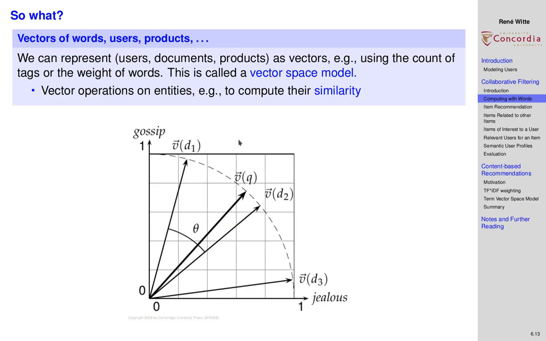And we have to do 2 things. First, we have to figure out how to transform our item into a vector space representation. And then second, how can we use it for various tasks like making recommendations?